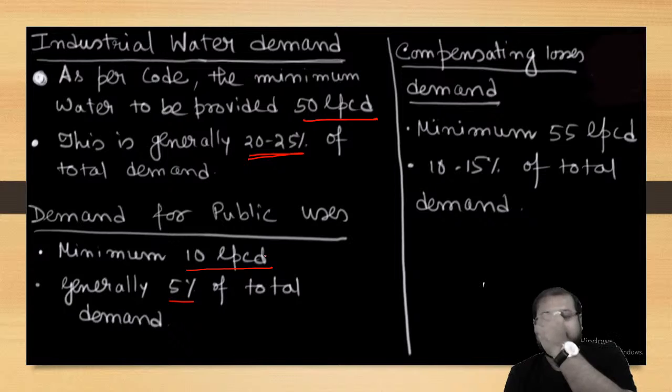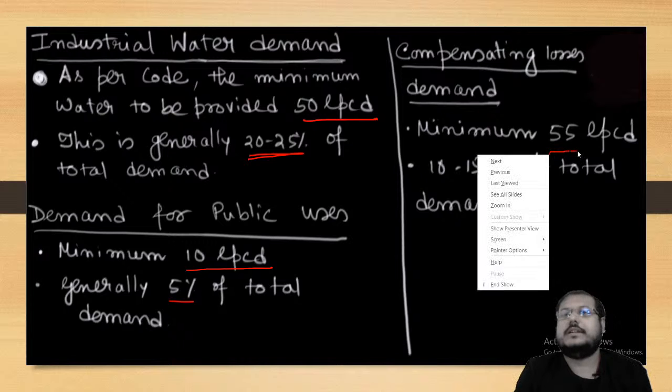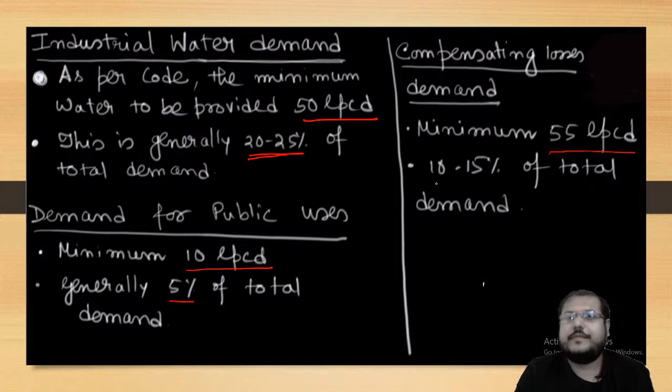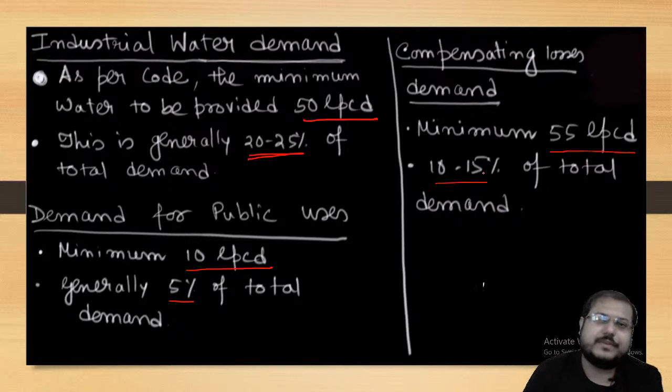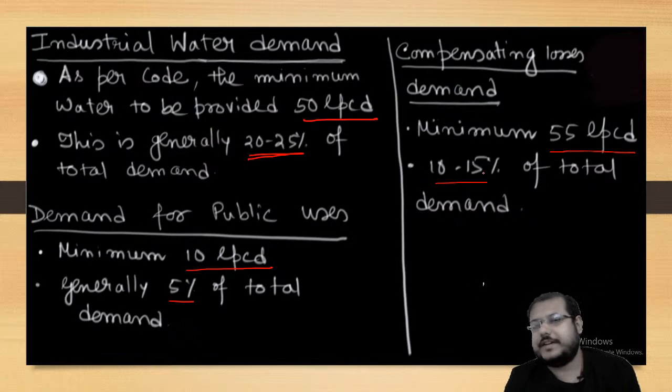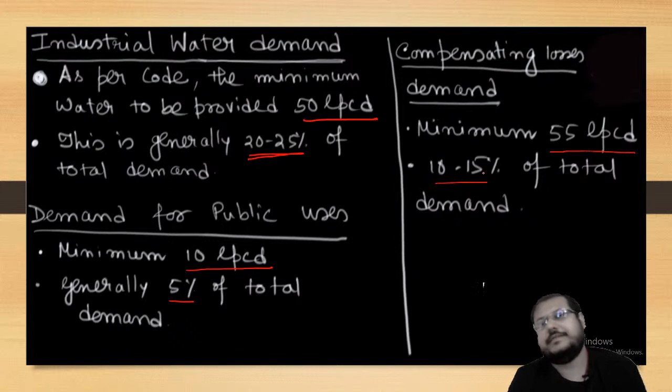Compensating losses demand is minimum 55 LPCD of water, and 10 to 15% of the total demand will be the thing. So minimum 55 LPCD. For Western countries, this value will get reduced because pipelines are regularly cleaned and checked for leakage. So for our case, these are the values.